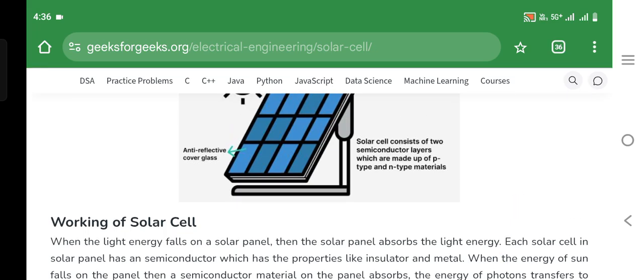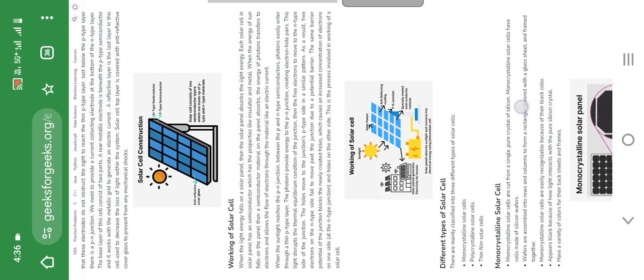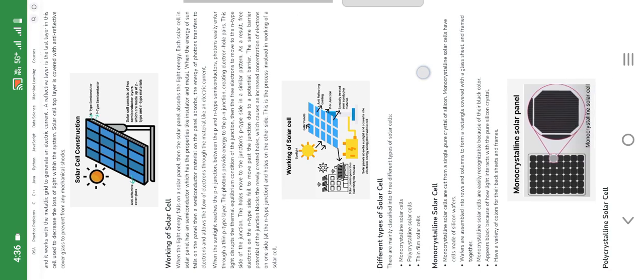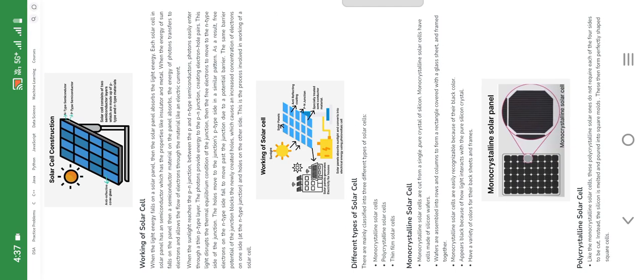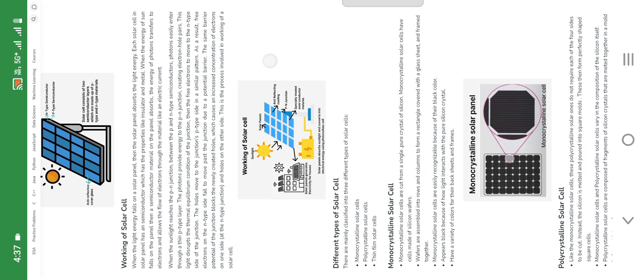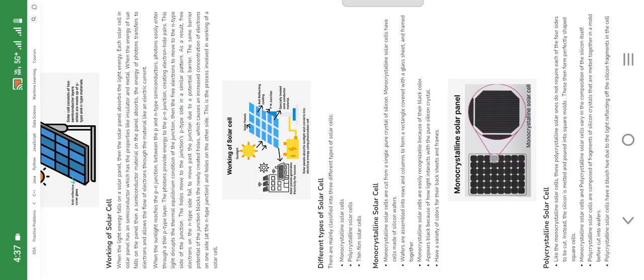Working of a solar cell. When the light energy falls on the solar panel, the solar panel absorbs the light energy. Each solar cell in a solar panel has a semiconductor which has properties of both an insulator and a metal. When the energy of the sun falls on the panel, the semiconductor material absorbs the energy of photons, transfers it to electrons, and allows the flow of electrons through the material like an electric current.